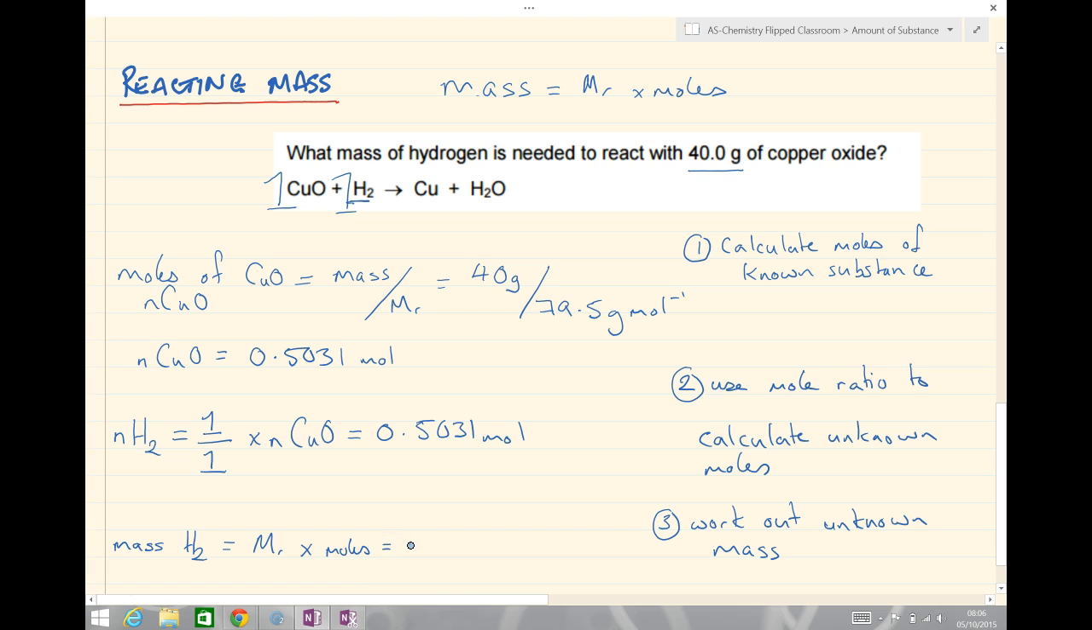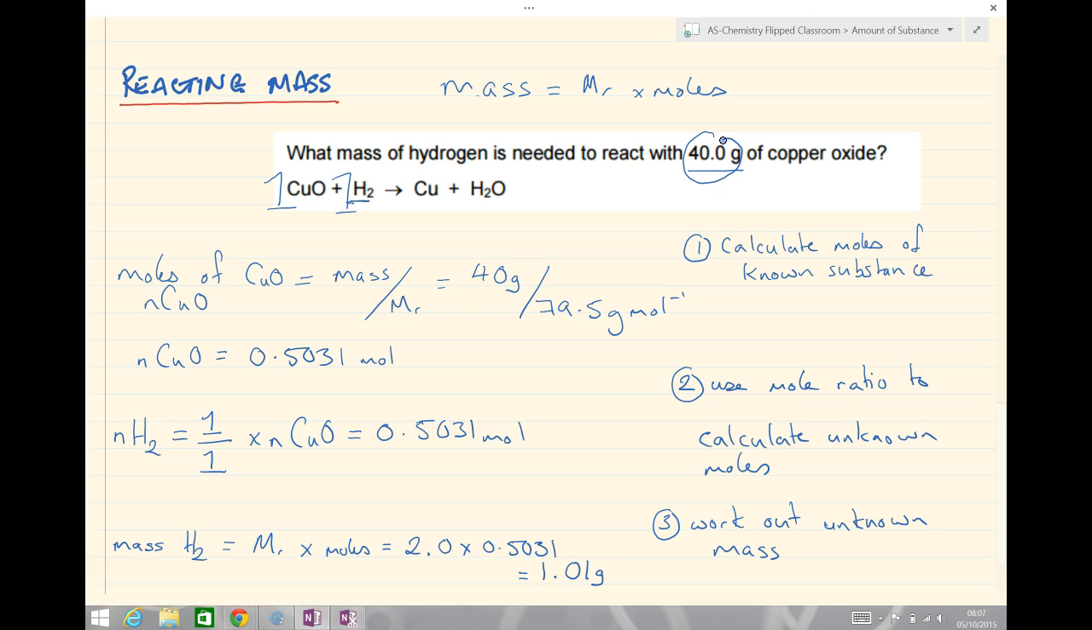And we said the Mr was 2.0 times 0.5031, and we should get that equal to just over 1 gram, and we'll give it to 3 significant figures. And the reason we're using 3 significant figures there is we've been given in the question 3 significant figures for the mass. So a simple 1-to-1 ratio.